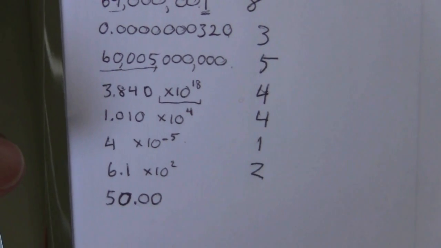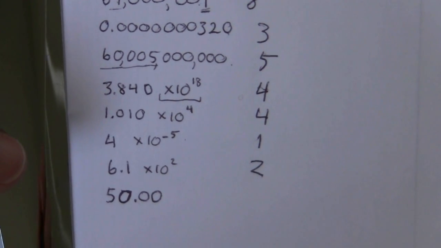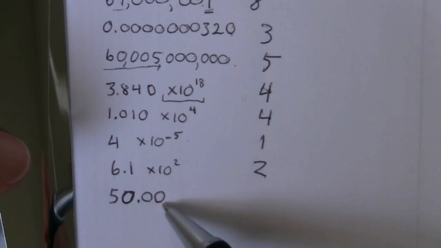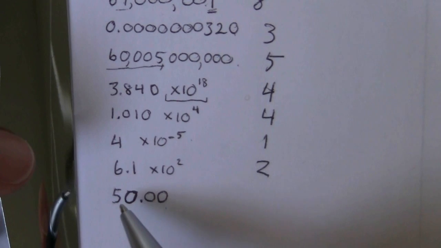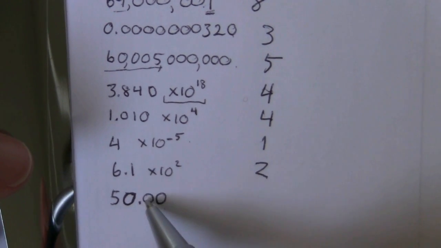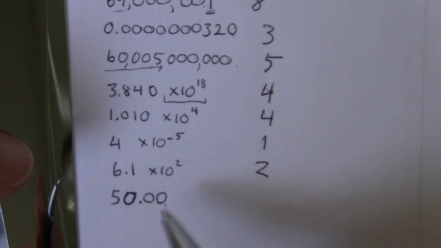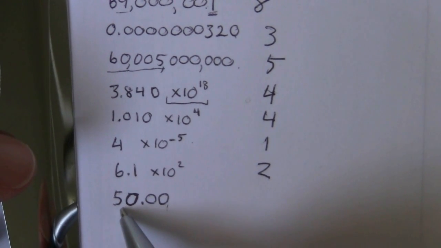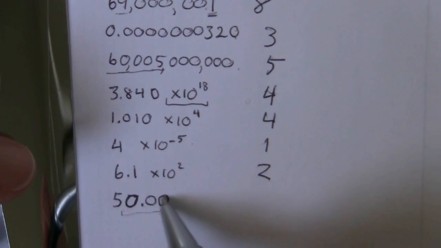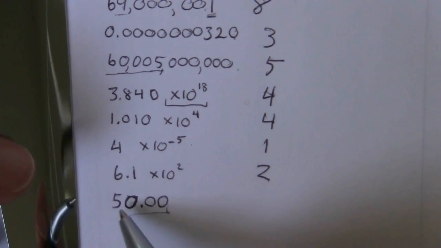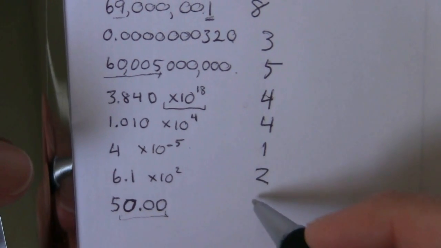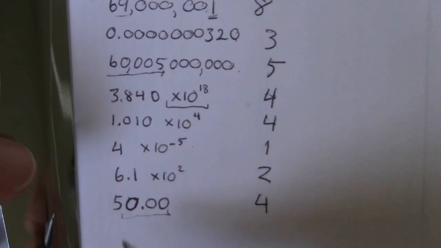Let me just add one more example to this list for clarification. In this number, we have trailing zeros, and there's one before and two after the decimal place. But even though there's that one before, we're looking at whether there's any after, and then all of those trailing zeros together are significant. So this would be 4 significant figures.